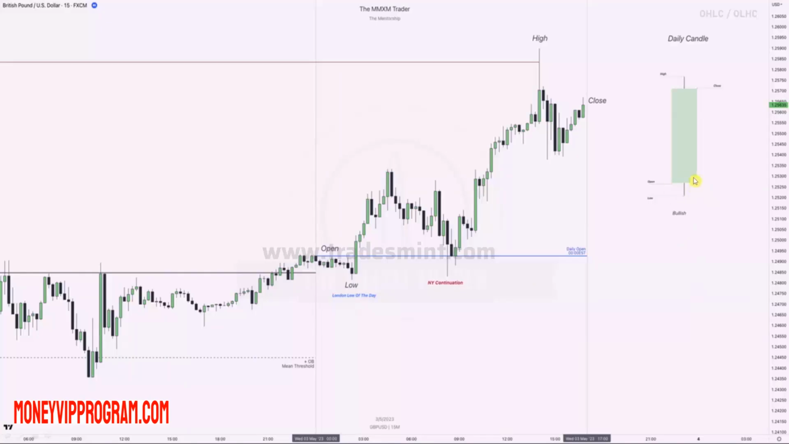Over here we got that daily candle, right? We open up, create a lower wick, and then expand for the rest of the day with a bullish daily candle. Low of the day London session, New York retracement into continuation, until we reach that buy side liquidity target and closing out the day over here, leaving this as a bullish candle.